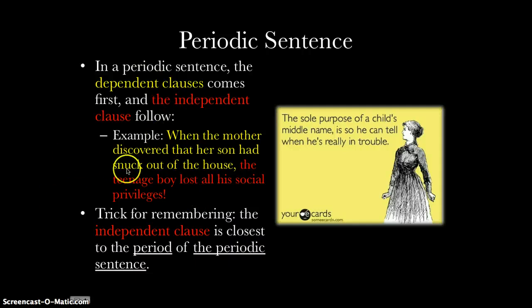So right here, when the mother discovered that her son had snuck out of the house, what's the subject? Mother. Verb, what did she do? She discovered. And so it's not a complete thought. Yeah, she discovered it, but what happened? Then we come to our independent clause. The teenage boy lost all his social privileges. So this part right here can stand by itself. Subject is boy, and what did he do? He lost.